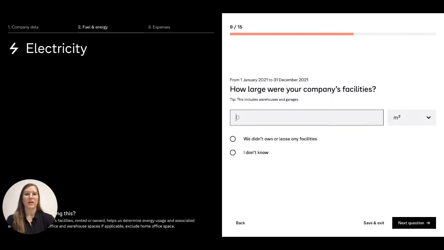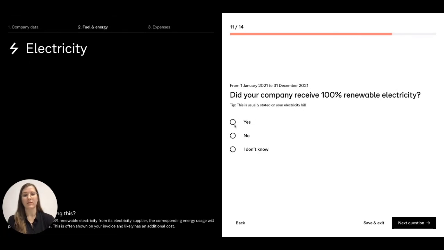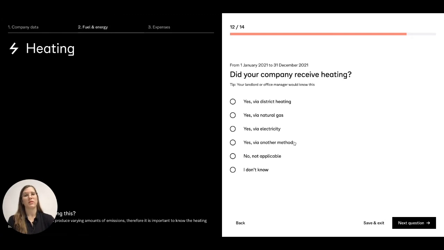We then move on to energy related questions, and then we ask about your facilities and how large they are. We then ask about your electricity consumption. And same here, if you don't know, you can always put in the cost for your electricity. We then ask if you have 100% renewable electricity, which will mean that your emissions are zero in that sphere. And then we move on to the heating, another energy source. So here it's asked if you have any heating, and via which method. In all of these questions, you can see that in the left corner, you always have an explanation why we ask a specific question. And you will always get a little tip or an example that will help you answer the question.